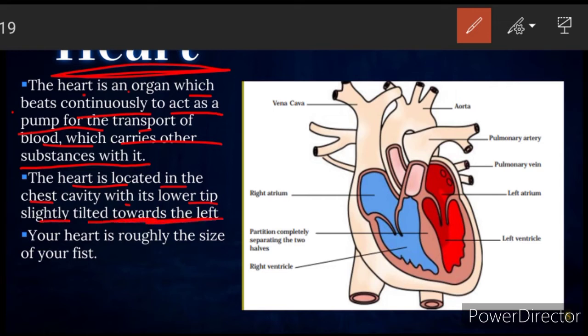So now the heart is located in the chest cavity with its lower tip slightly tilted towards the left. तो सब बोलते हैं ना कि heart is exactly on the left side of your body, so no, that is not true. Heart is tilted sort of to the left side of your body, ठीक है। Heart completely left में situated नहीं है या फिर located नहीं है, it is slightly tilted towards the left. So please do take out this myth from your mind.